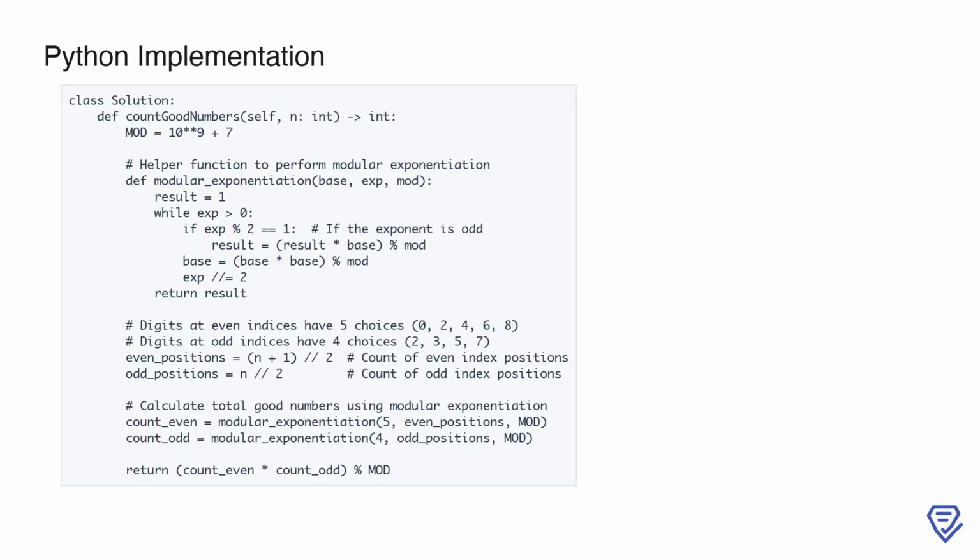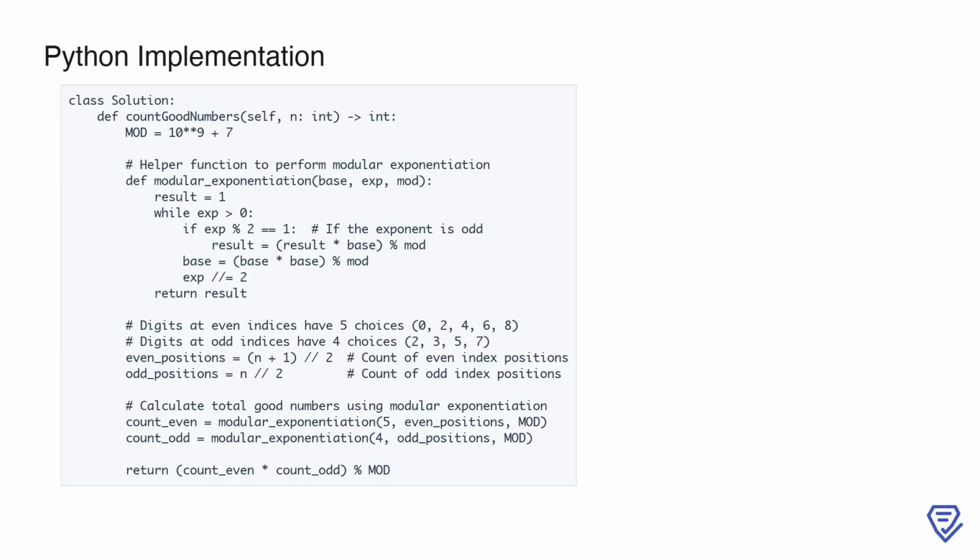This Python implementation solves LeetCode problem number 1922, Count Good Numbers. The task is to count all possible good numbers of a given length n under modulo 10^9 + 7. A good number has digits at even indices that are even: 0, 2, 4, 6, 8, and digits at odd indices that are prime: 2, 3, 5, 7.